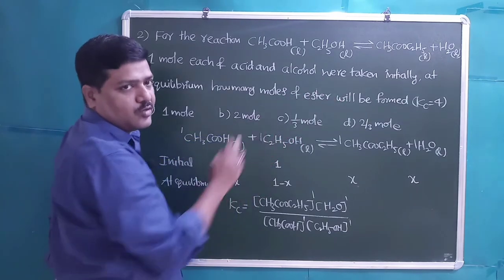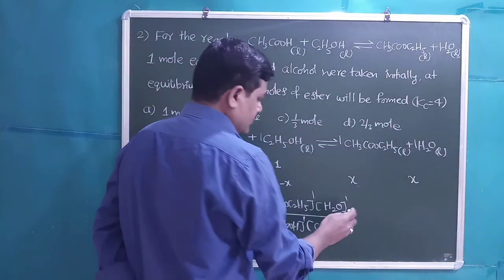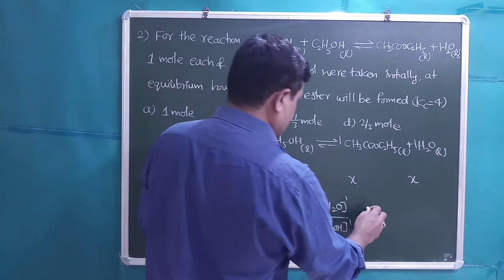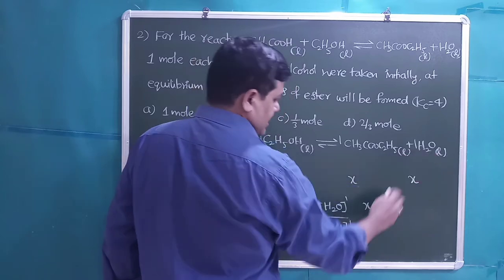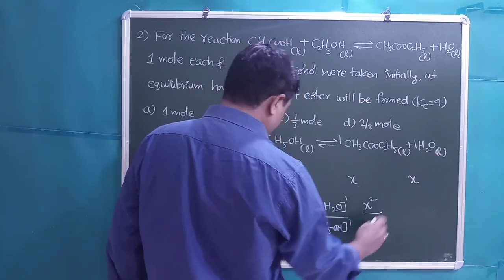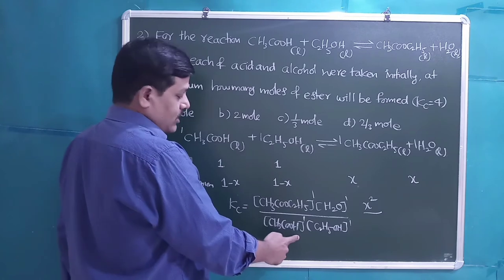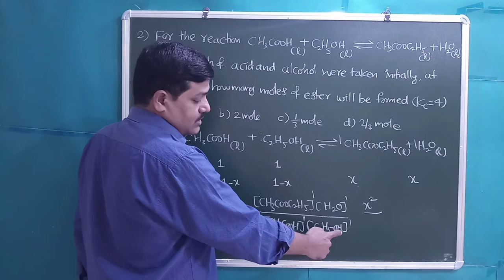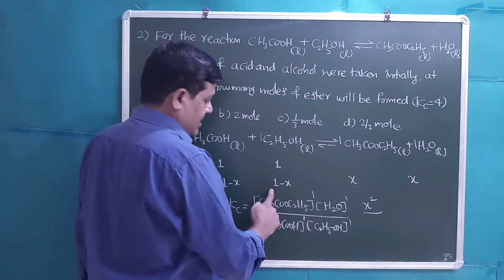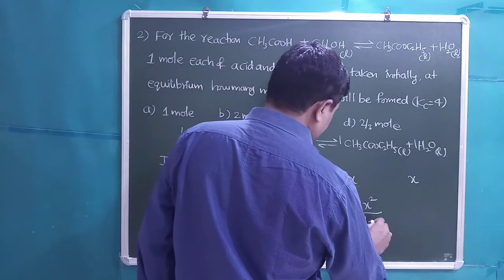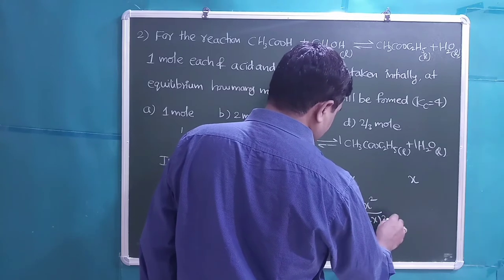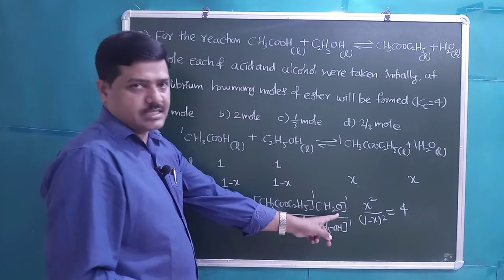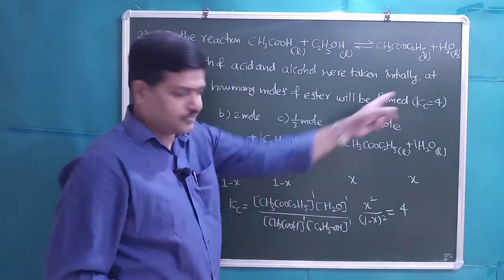Kc is given as 4 in the question itself, right? So let us substitute all the values here. CH3COOC2H5 is x, and for water x into x is x square, divided by CH3COOH, whose active mass is 1 minus x, multiplied by C2H5OH, whose active mass is 1 minus x. Then 1 minus x into 1 minus x is 1 minus x whole square. We are equating this value to the Kc, which is given as 4, right?